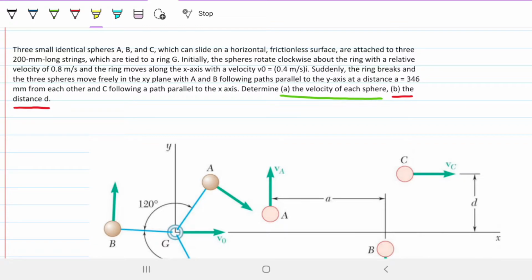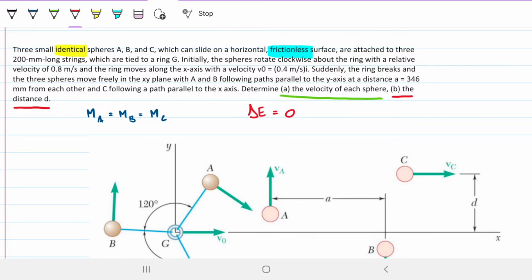Cool. So let's go over the problem statement one more time and identify some things that are important. The spheres are identical, right? So this is an indication that the mass of A is the same as the mass of B, which is the same as the mass of C. What else? They can slide on the surface without any friction, so it's a frictionless surface. So this is an indication for us that the conservation of energy can be applied at this point, because we're not losing any energy due to the friction between the surface and the spheres.